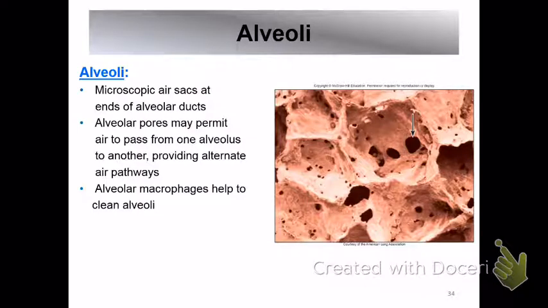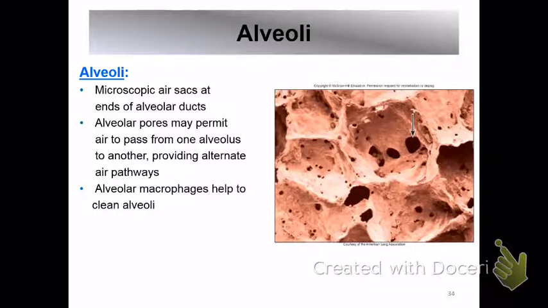Okay, the alveoli, we already said they're little grape-like structures and they're microscopic. You can't see them. One of the first times I came up here to look at the cadaver, I was like, where are the alveoli? This is before I taught anatomy. You have to see them with a microscope. There's little pores in them that permit air to pass from one alveoli to another. So little pore ways for oxygen.